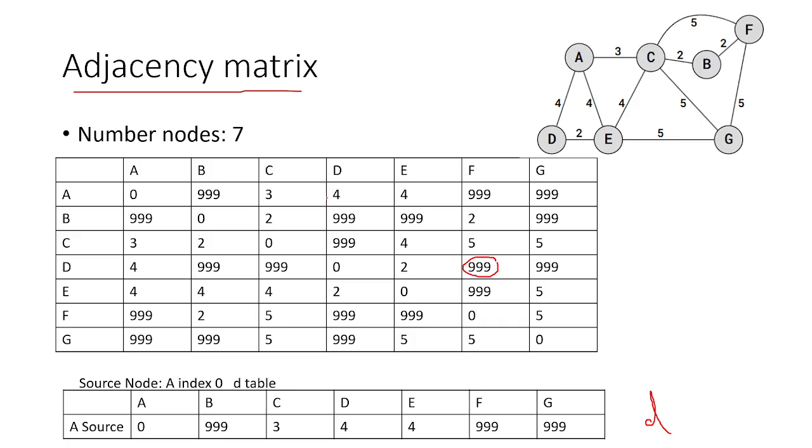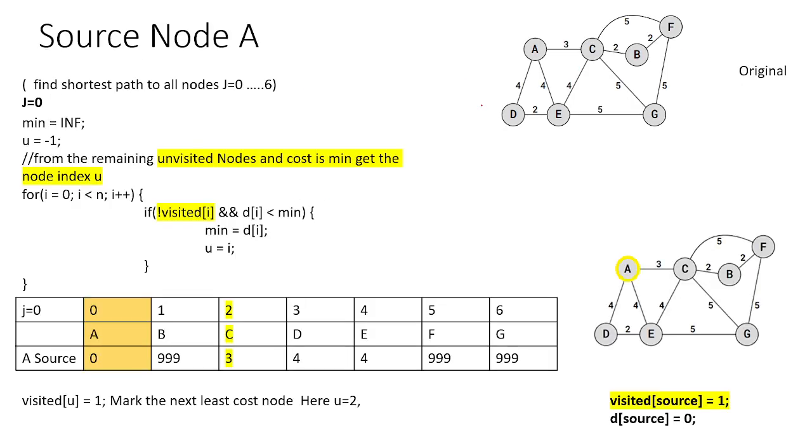Once you start this algorithm, mark the initial node. Right now our initial node, the source node, is A. Mark it, and its distance is also 0. Source node A is marked, its distance is 0. Okay.